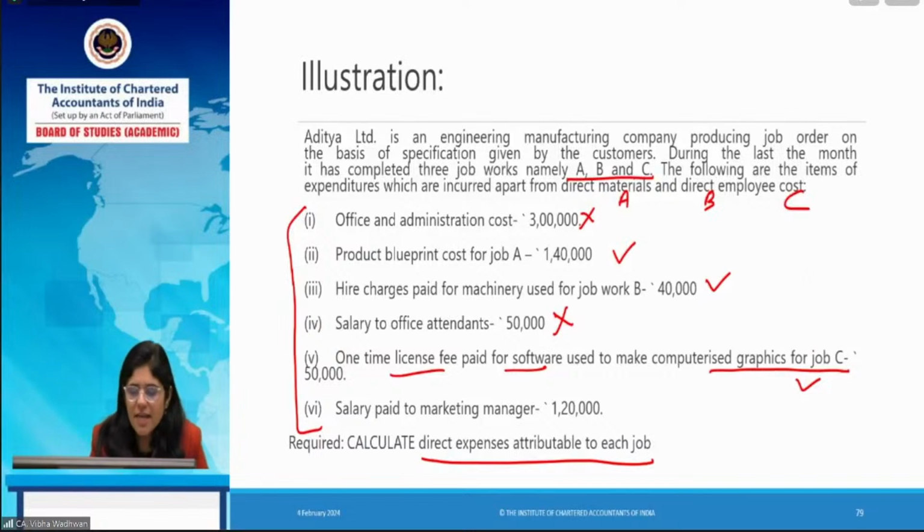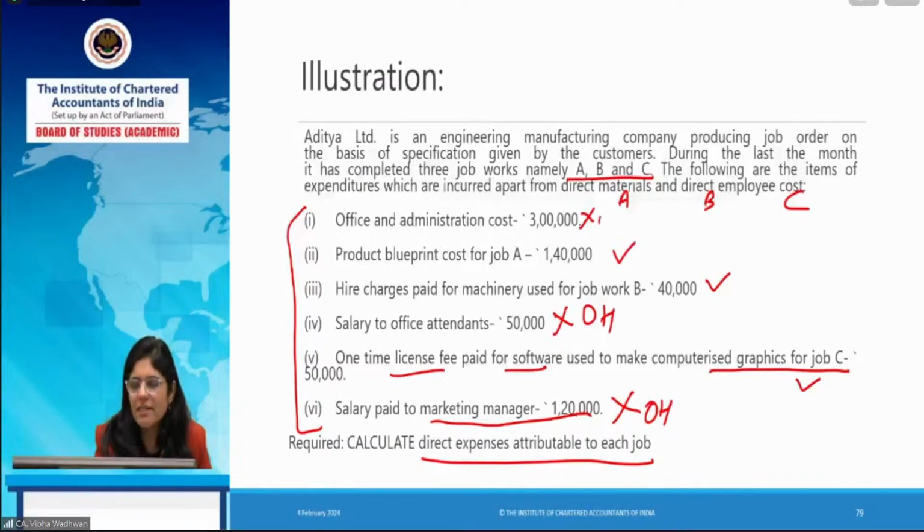Clear? Salary paid to marketing manager: it's an overhead. So this is overhead, this is overhead, and this is overhead. Overhead means indirect. So the product blueprint is a direct expense for A. Any expense you are incurring specifically for any product or any job is called a direct expense. Every other expense is indirect and is shared between all the products and among all the jobs. All right. Office is not a direct cost.